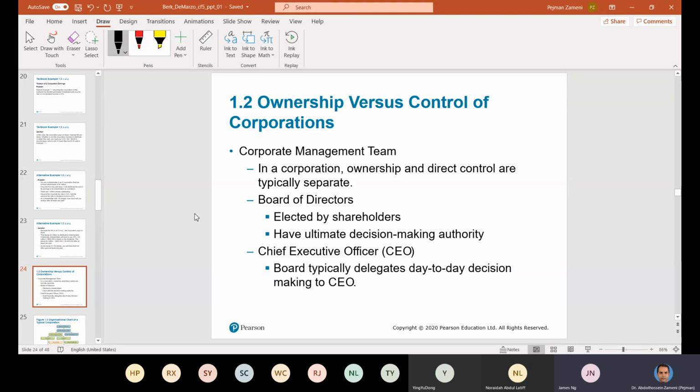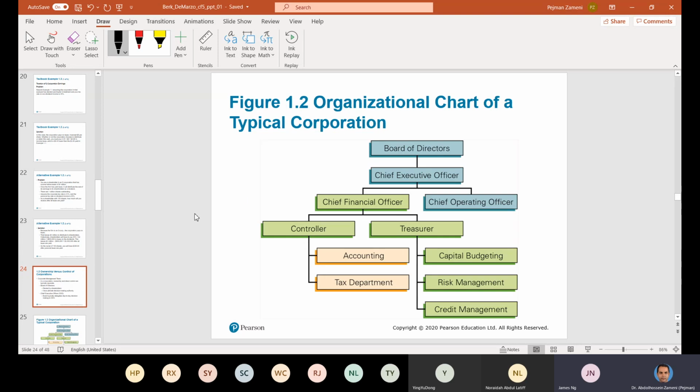Who elects the board of directors, or how are they elected? Yes, at the AGM, the annual general meeting, every year, they elect the board of directors. And what is the role of the board of directors? To provide consultation and advice, and to oversee the CEO. You're right. As you can see here, they have ultimate decision-making authority, so they can elect the CEO as well. CEO stands for Chief Executive Officer. The board typically delegates day-to-day decision-making to the CEO.